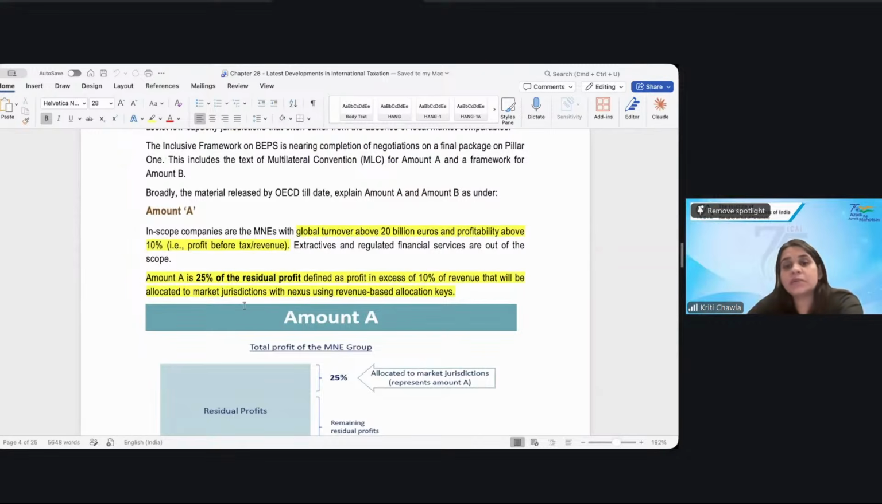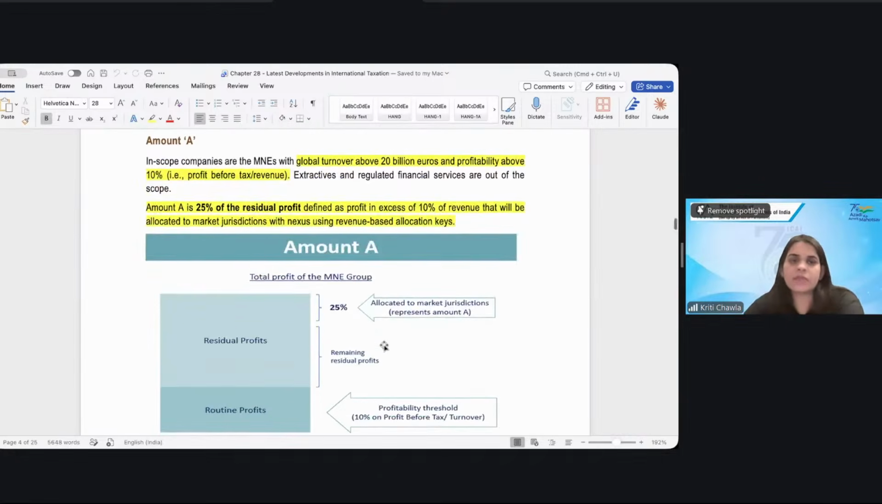And broadly, the material that has been introduced by the OECD as far as Amount A and Amount B is concerned is what we will discuss. Now, we'll start with discussing Amount A first. Now, if there are in-scope companies with a global turnover of 20 billion euros and profitability above 10%, which is profit before tax over revenue. So global turnover of 20 billion euros and profitability above 10%. These are in-scope companies as far as Amount A is concerned.